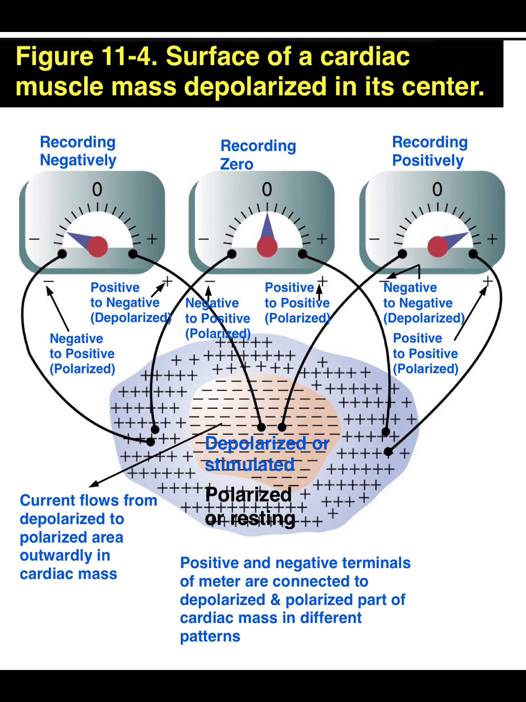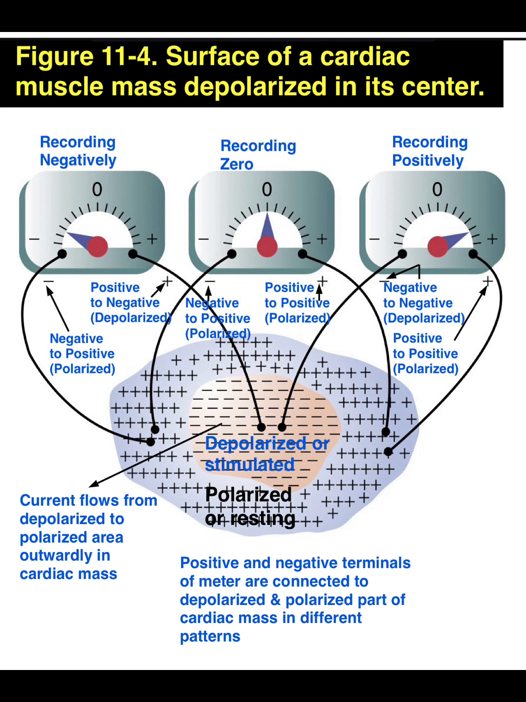Positive and negative terminals of the meter are connected to depolarized and polarized parts of the cardiac mass in different patterns. The left-sided meter is recording negatively because the negative terminal is connected to the positive polarized part of the cardiac mass and the positive terminal is connected to the negative depolarized center part of the cardiac mass.